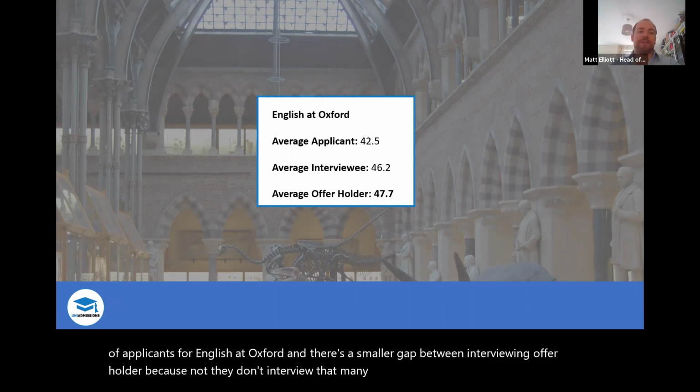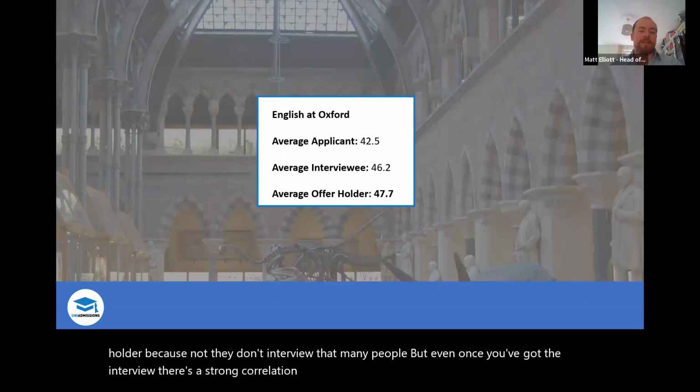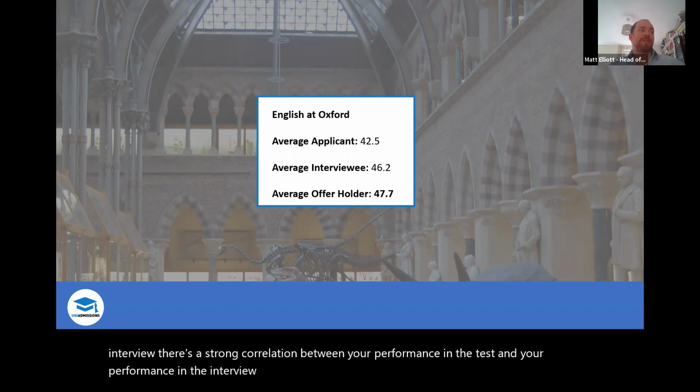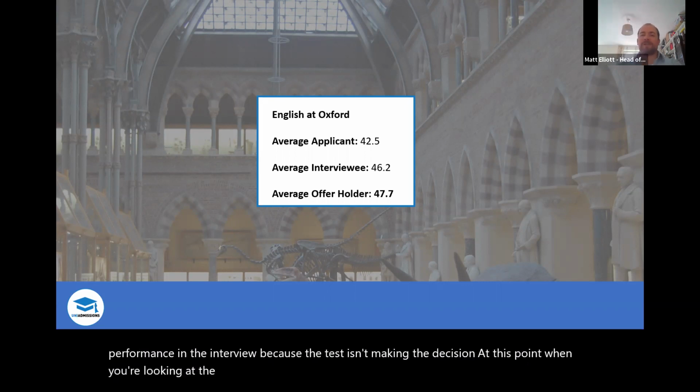But even once you've got to the interview, there's a strong correlation between your performance in the test and your performance in the interview, because the test isn't making a decision at this point. When you're looking at the offer, the interview performance and test performance are very, very highly correlated.